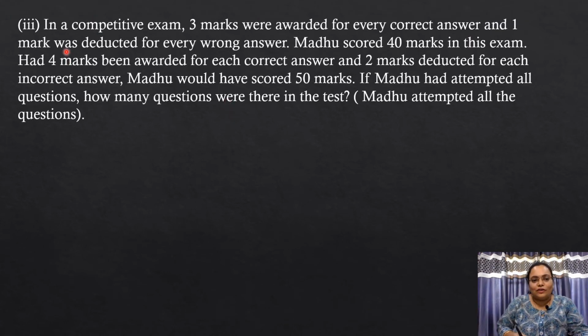Now we will solve a word problem. In a competitive exam, 3 marks were awarded for every correct answer and 1 mark was deducted for every wrong answer. Madhu scored 40 marks in this exam. Had 4 marks been awarded for each correct answer and 2 marks deducted for each incorrect answer, Madhu would have scored 50 marks. If Madhu had attempted all questions, how many questions were there in the test?